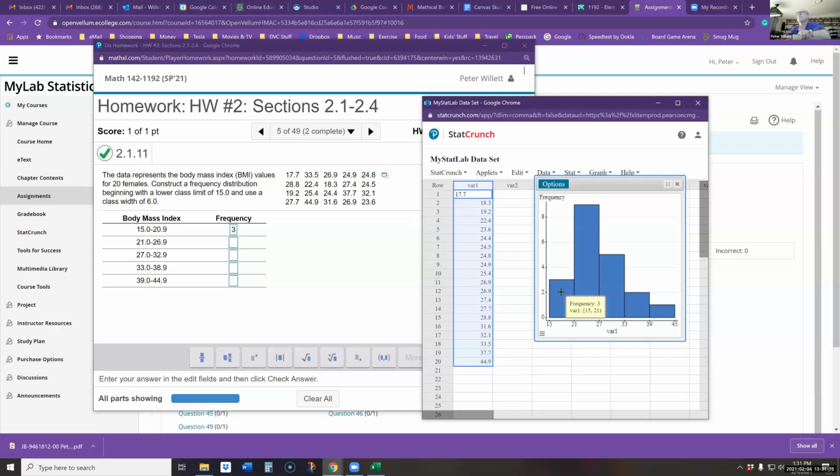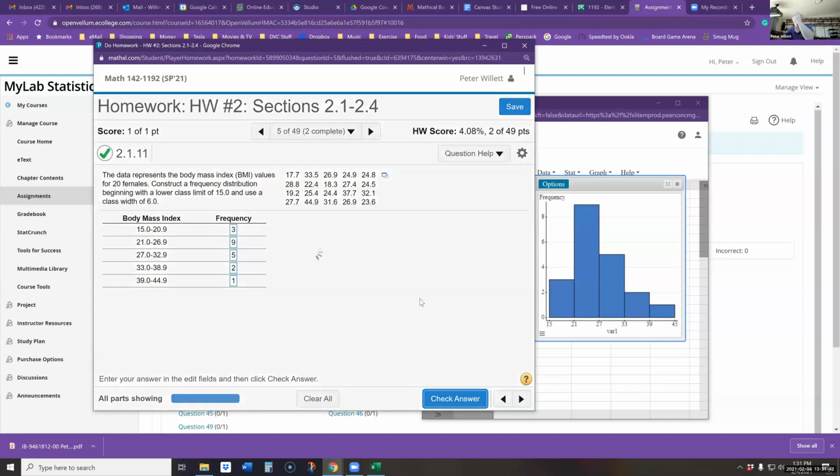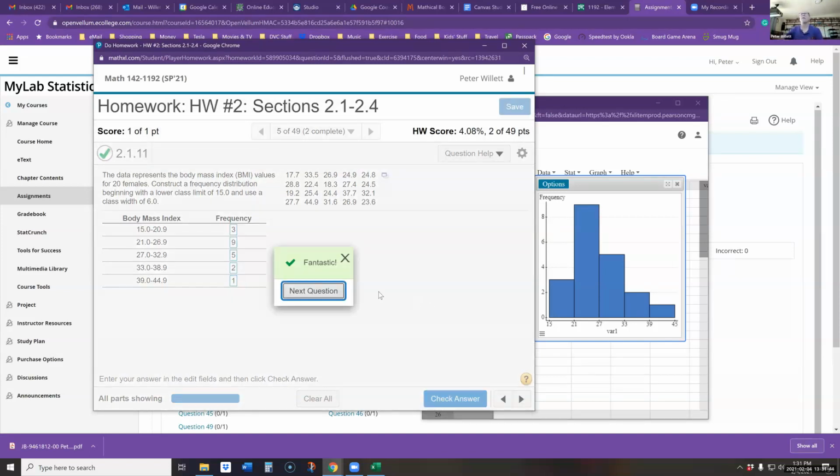Questions about that? All right, so I need to fill in the other frequencies. Now that the program has done the work for me, the first one is 3. So then I would have 9, 5, 2, and 1. So I go over here and I say, okay, there's 9 in there, 5 in there, 2 in there, and 1 in there. Questions about how I did this problem by opening the data in StatCrunch and making a histogram to see the class frequencies?